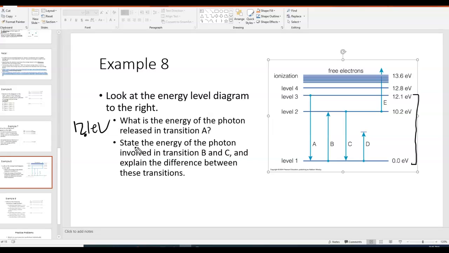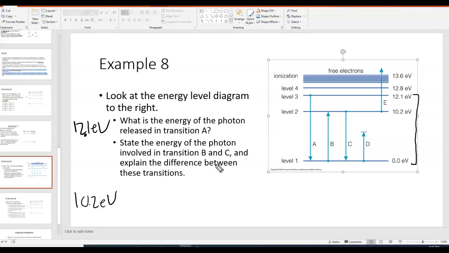The second question says, state the energy of the photon involved in transitions B and C and explain the difference between these transitions. Pause it there and see if you can answer that question on your own. Now, B and C both involve the difference between levels 2 and 1, and the energy gap there is 10.2 electron volts. That's the answer to the first part of that question.